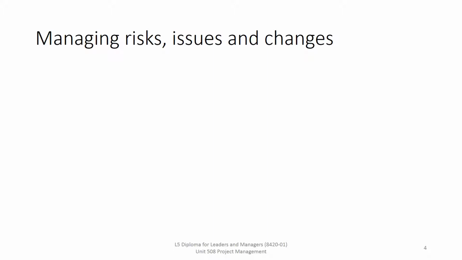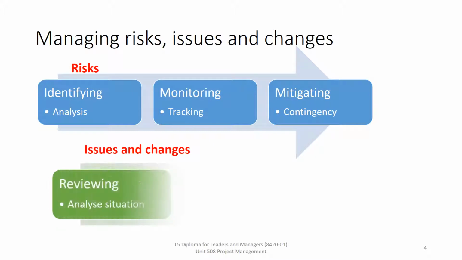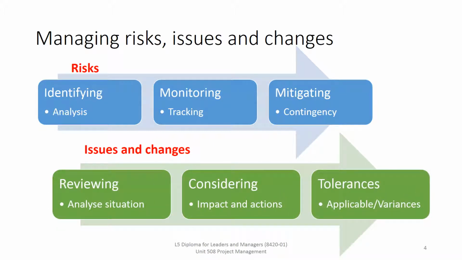And I mentioned there risks, issues and changes, and we've mentioned these before because they all impact on resources and they all need to be managed. But as we've identified earlier, risks, issues and changes are different things and need to be managed slightly differently. Risk management is all about identifying, monitoring and mitigating against that risk. And issues and changes are more about reviewing, considering, and then checking the tolerances, seeing what are applicable and seeing if it fits within any variances that are acceptable.